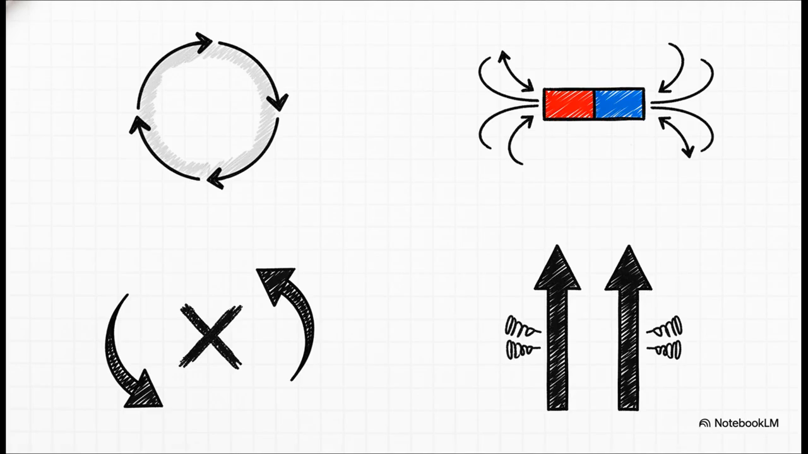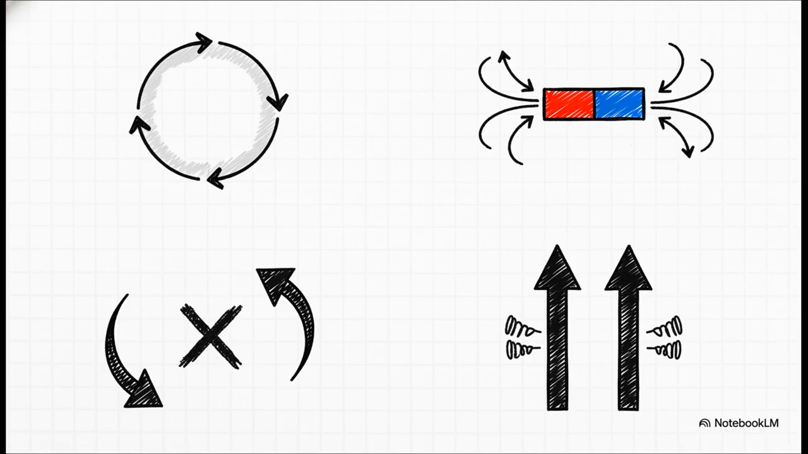There are 4 absolute, unbreakable laws these invisible lines obey. First, magnetic lines of forces always form a continuous, closed loop. They never just vanish into thin air. Second, outside of a magnet, they always start their journey at the North Pole and end at the South Pole. Third, and this is absolutely crucial, they never, ever intersect each other.